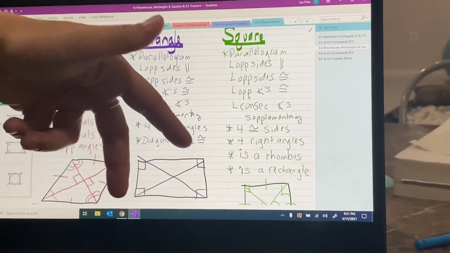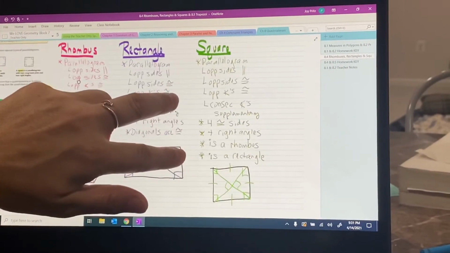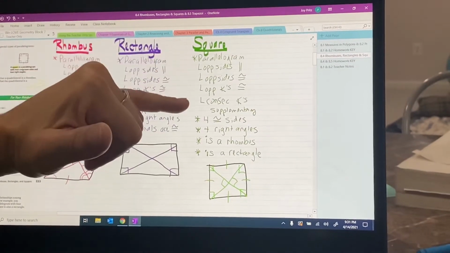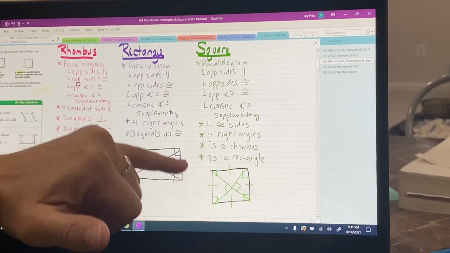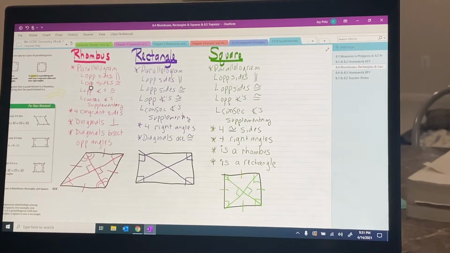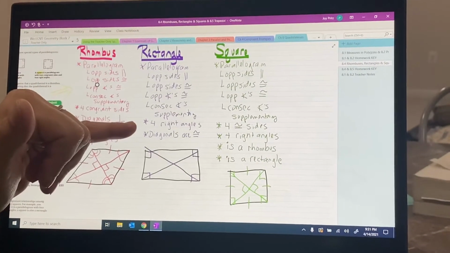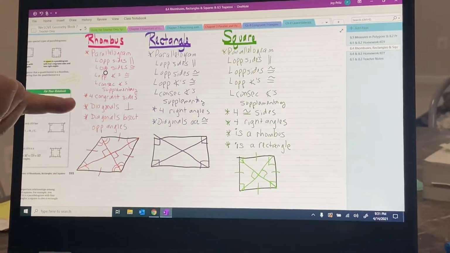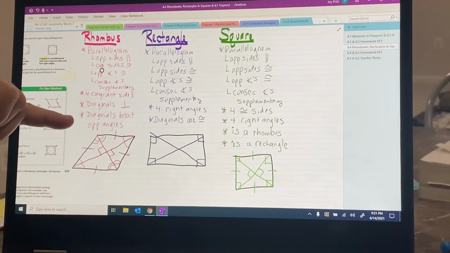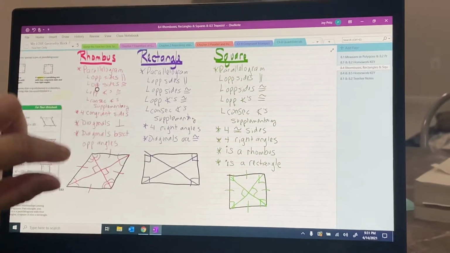So this length is the same as this length. A square has lots going on. So a square also is a parallelogram. It has all of these features. It has four congruent sides, four right angles. It is a rhombus and it is a rectangle, so it has everything. It also has the diagonals that are congruent. It has the diagonals that are perpendicular, and the diagonals bisect opposite angles. So just about anything you can imagine a square has.